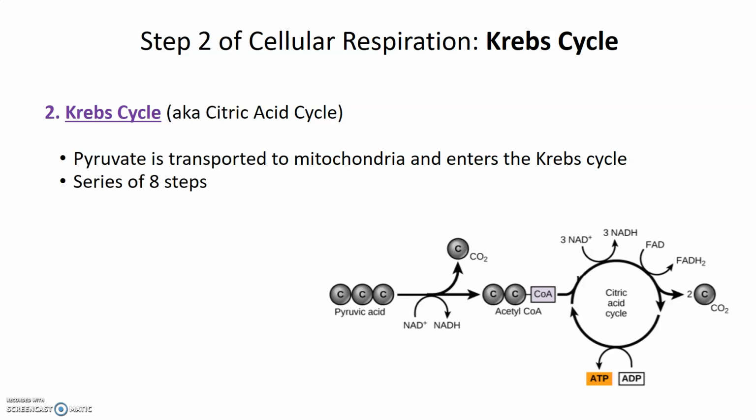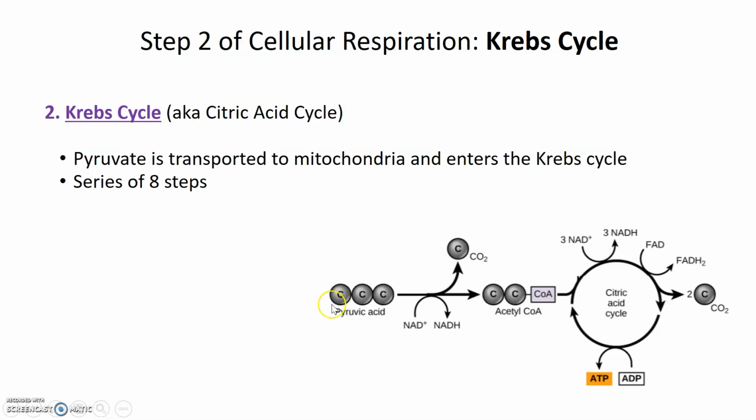Now that pyruvate is then transported from the cytosol to the mitochondria, where it can enter the next stage of cellular respiration, which is called the Krebs cycle. It's also sometimes known as the citric acid cycle or the TCA cycle. The Krebs cycle is a series of 8 steps, where this molecule is converted in a bunch of different ways and releases energy in the form of electrons.